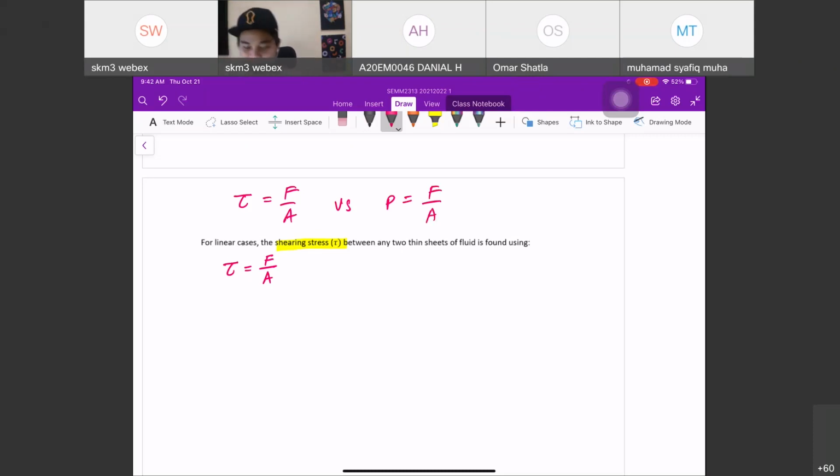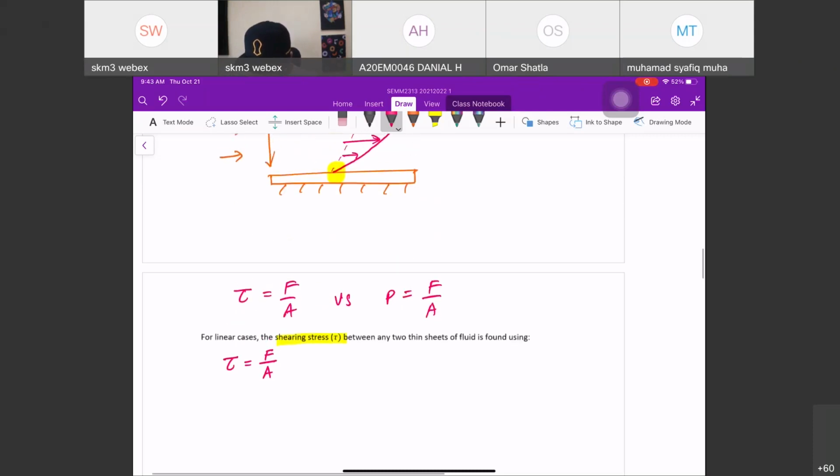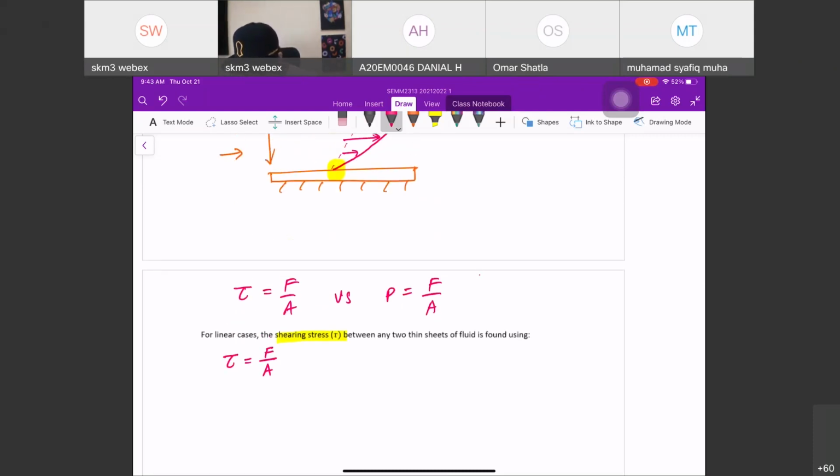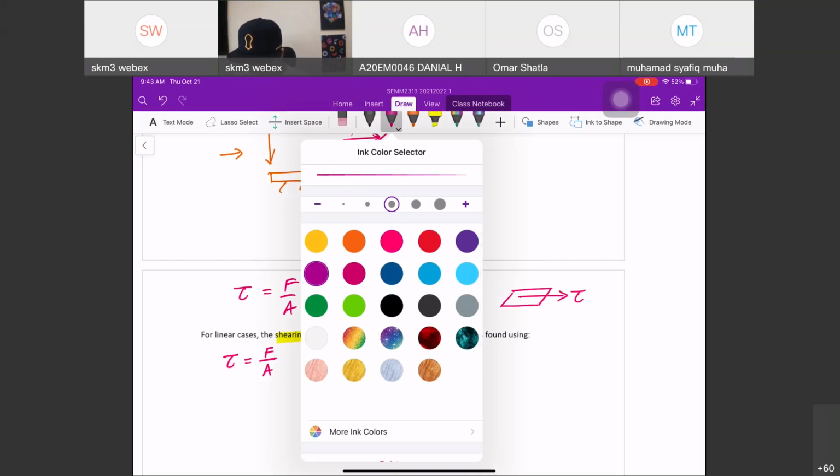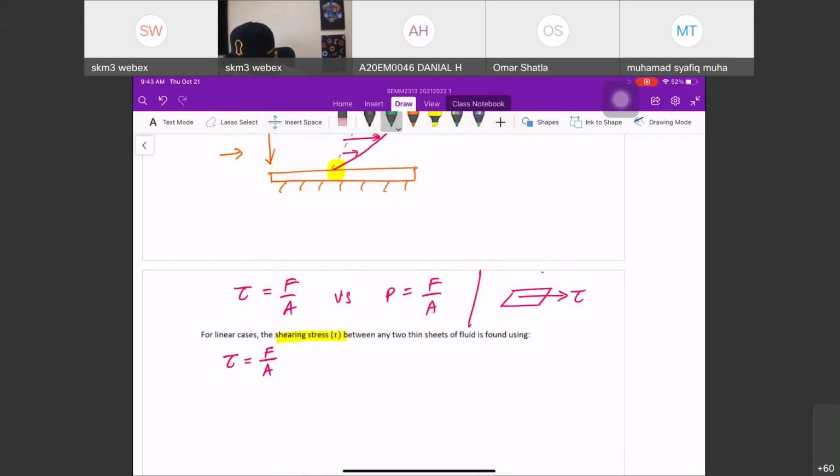Direction? Yes, correct. Direction. For the shear stress, for example, this is tau, and this is the plate. The shear stress is in this direction, which is parallel to the plate. However, for pressure, it is perpendicular to the plate, either out of the plate or into the plate, at 90 degrees. Shear stress must be parallel. Good.